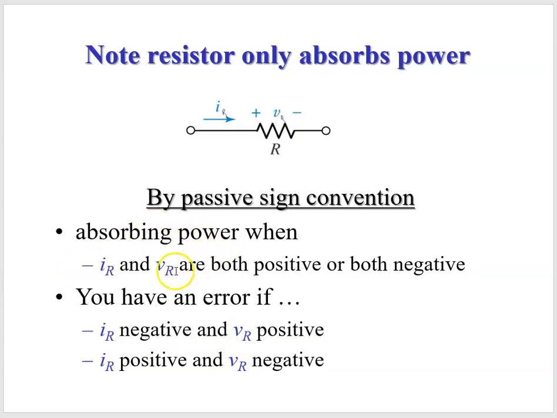So it's absorbing power when, using this formula, v_R is equal to i_R times R, the current and the voltage are both positive or both negative. If we get a current that's negative and a voltage that's positive, or vice versa, and we have our passive sign convention properly set up, then we've made an error, because a resistor can never supply power like a capacitor and an inductor can. That's it for this video.